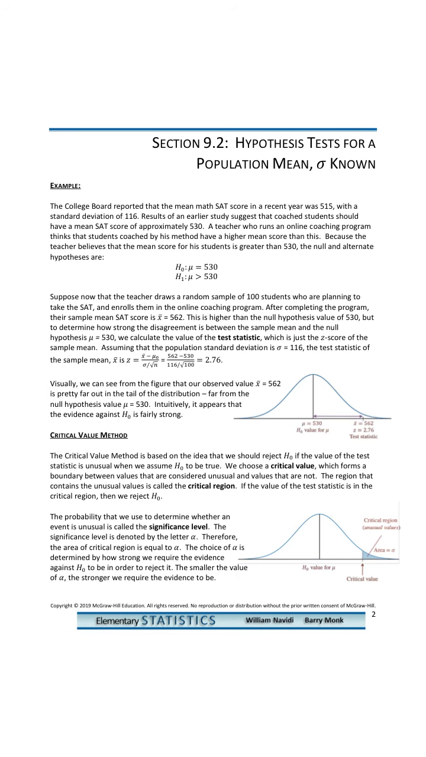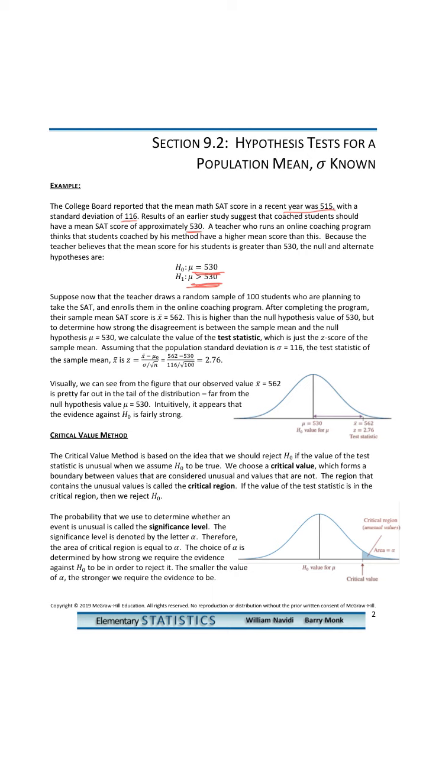Let's look at this example. The College Board reported that the mean SAT score in a recent year is 515 with a standard deviation of 116. An earlier study suggests that coached students should have a mean SAT score of approximately 530. A teacher who runs an online program thinks that the students coached by this method have a higher mean score than 530. So the null hypothesis will be mu equals 530 and the alternate hypothesis will be mu greater than 530.